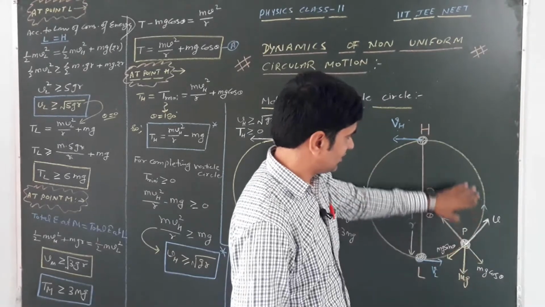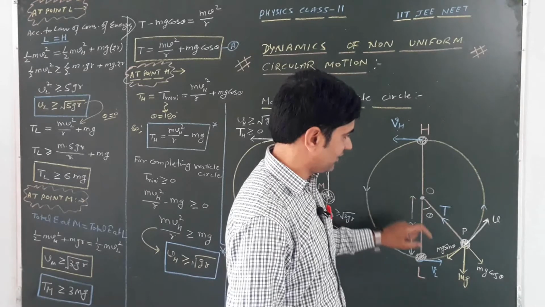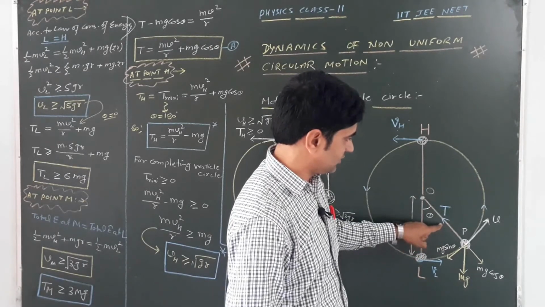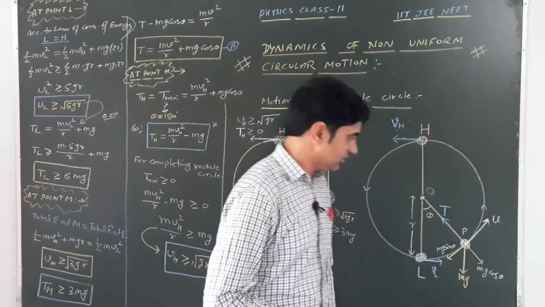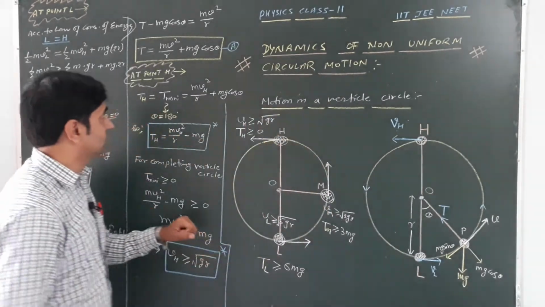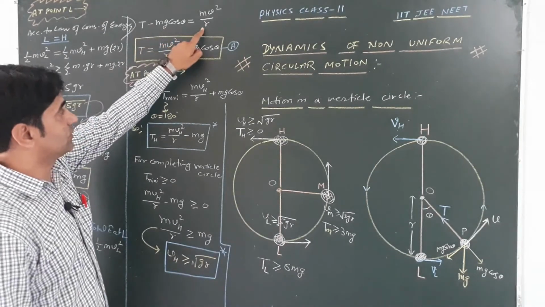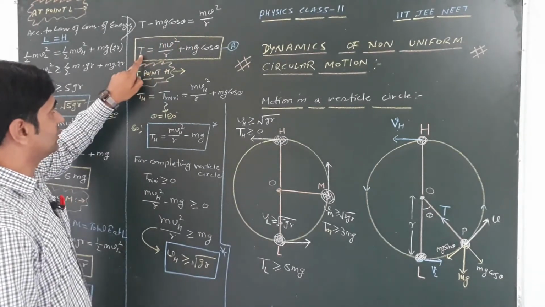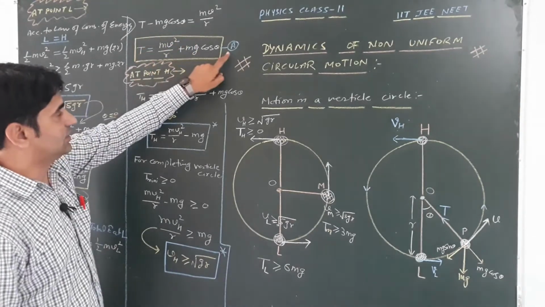So the necessary centripetal force to cover the stone, this circular path, will be provided by the difference between these two forces, that is tension T in the string and mg cos theta. So I can write at point P the equation T minus mg cos theta equals to centripetal force, and I am writing the tension T in the string equals to mv square by r plus mg cos theta. That is equation number A.